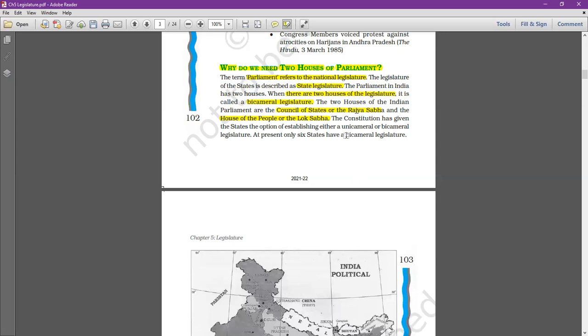Now let us go through the paragraph once again, everyone. The constitution has given the states the option of establishing either a unicameral or bicameral legislature.